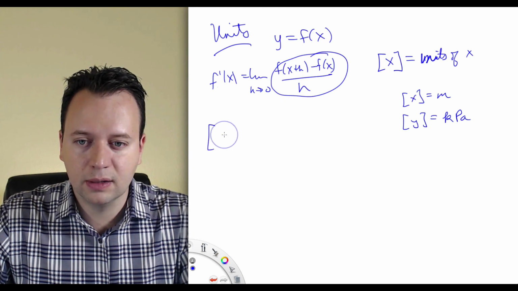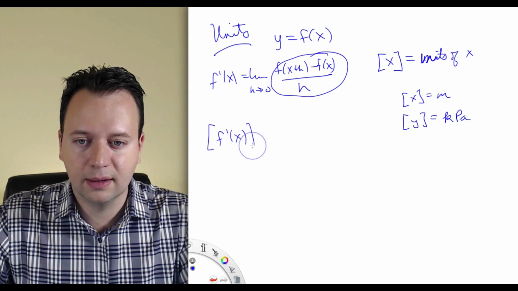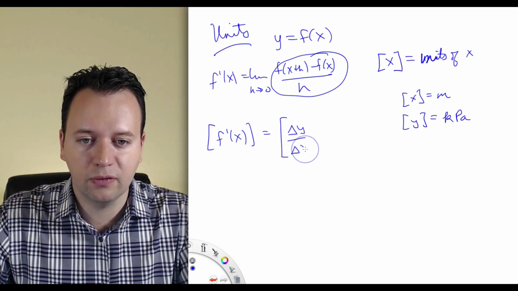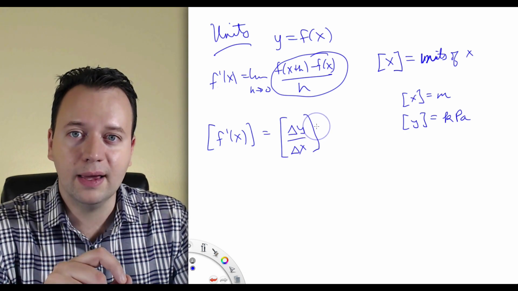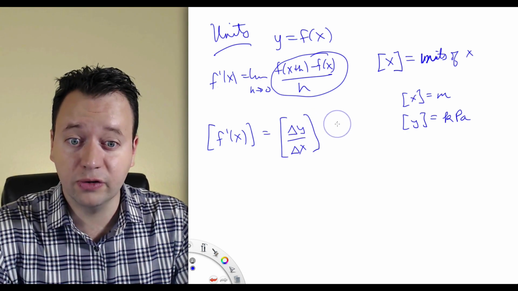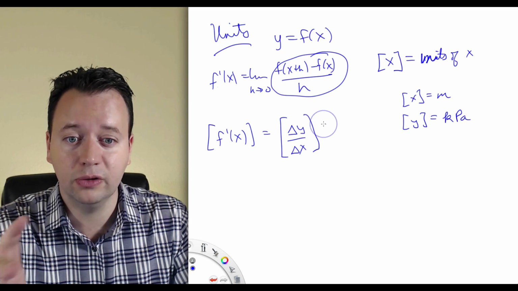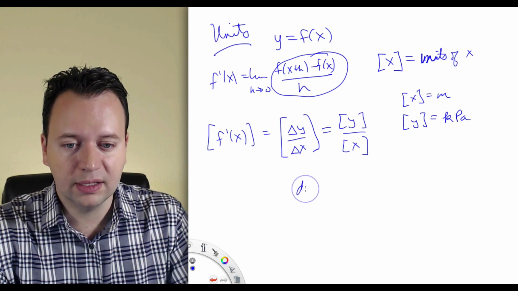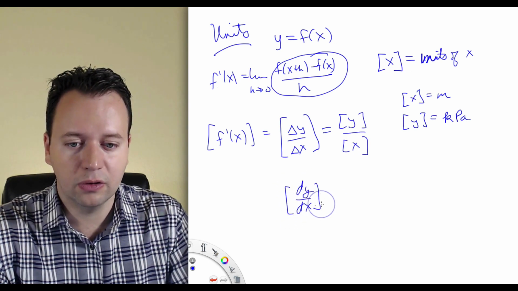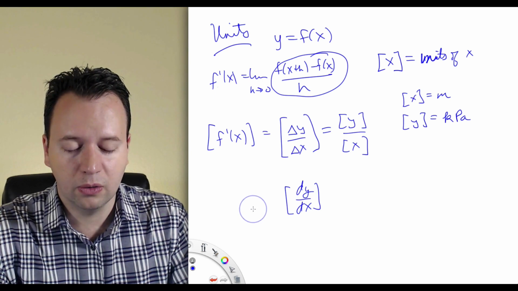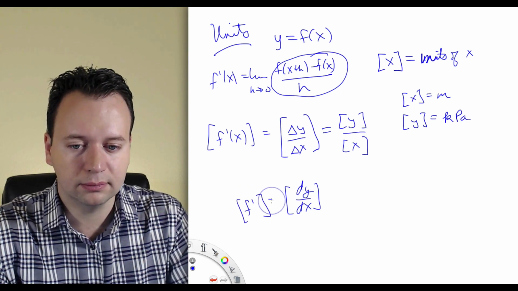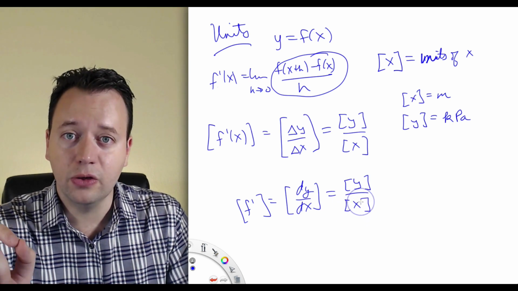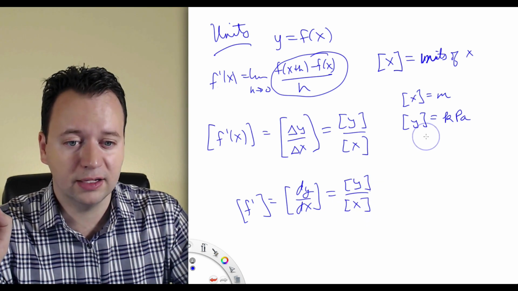So the units of f prime of x have to be the units of the difference quotient, which is basically delta y over delta x. Well, the delta y has units equal to the units of y, and delta x has units equal to the units of x. So this is just the units of y over the units of x. So basically, the units of the derivative, the units of dy dx, or alternatively the units of f prime, are just the units of y divided by the units of x. The units of the y variable divided by the units of the x variable.